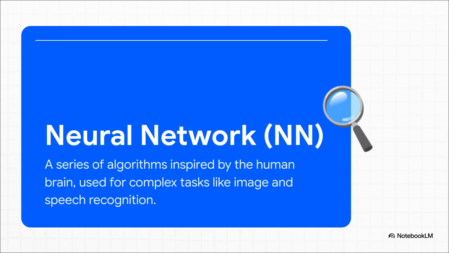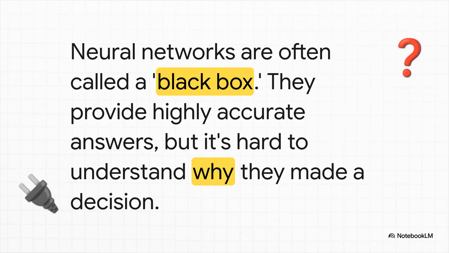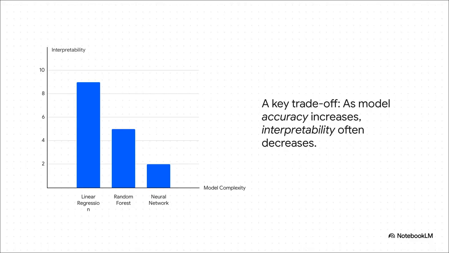This is the magic behind stuff you use every day, like your phone's voice assistant or self-driving cars. But, and this is a really big but, all of that incredible power comes at a price. Because these networks are so incredibly complex with millions of tiny connections, they often get called a black box. They can give you an amazingly accurate answer, but good luck trying to figure out exactly why it gave you that answer. And this chart shows that trade-off perfectly.